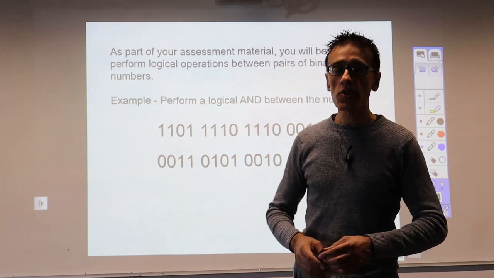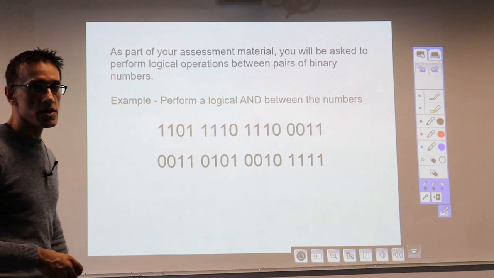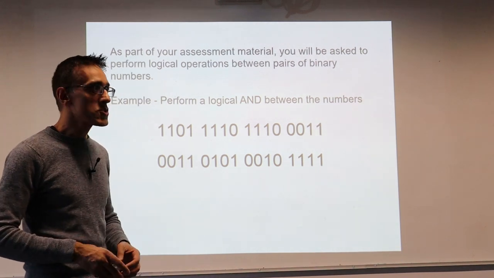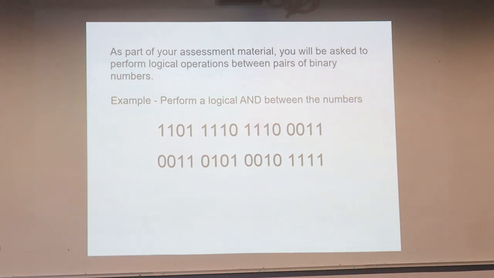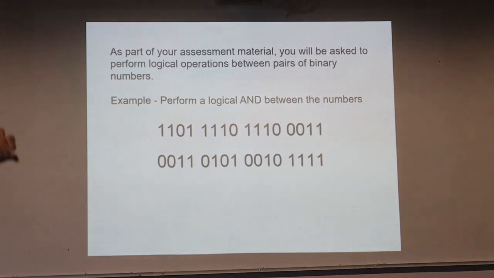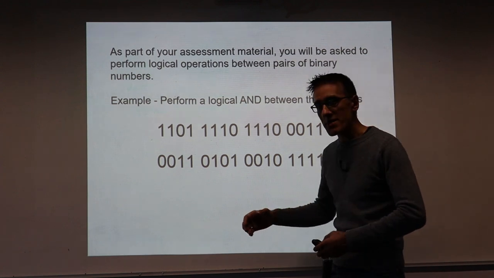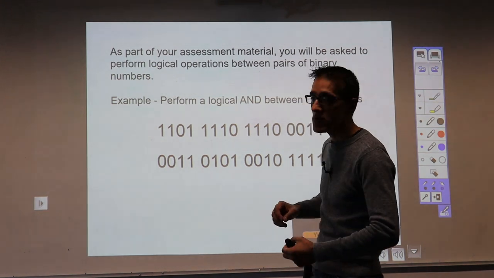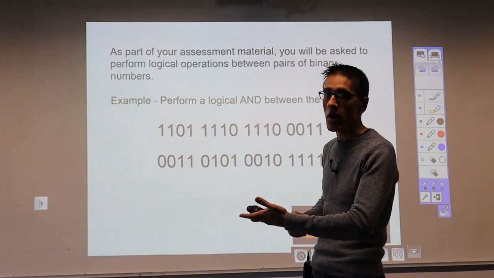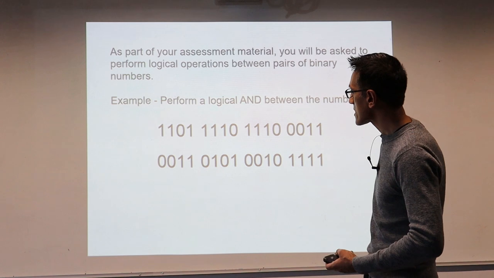Okay, so moving on now, let's see how we can use those simple gates, the AND, the OR, and the NOT, to perform some bit operations on some binary numbers. So this is typical of a question that you could be asked. Perform a logical AND between the numbers, and you're given two binary numbers. Now let's see how we can evaluate this. So the first step, you may be given these in a horizontal format on the exam paper. They may be shown horizontally, not vertically like this, not up and down like this.